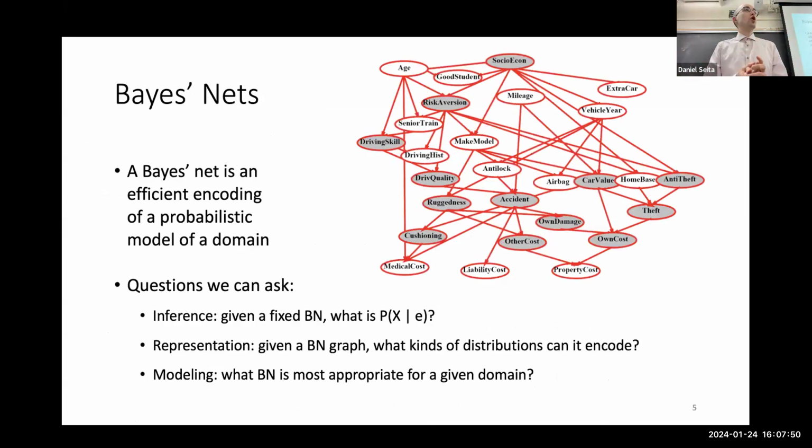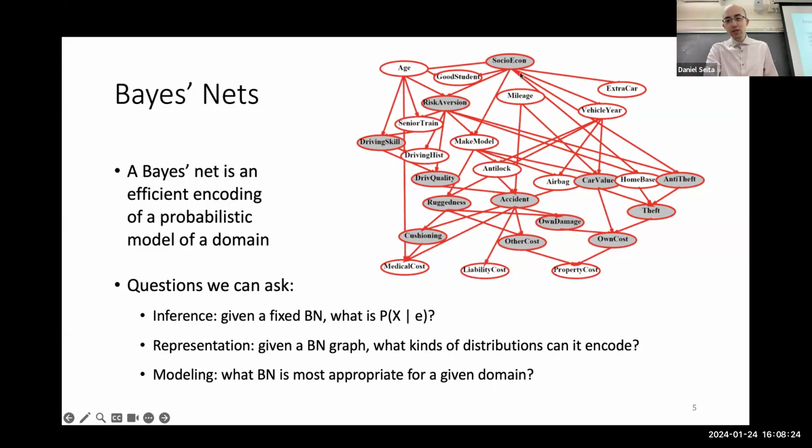And last class, we also talked about Bayes nets. So a Bayes net, that's short for a Bayesian network. Another way to call them is graphical model. So they're an efficient encoding of a probabilistic model of a domain. So we have some domain, and we're going to try to model it. So we have to make simplifying assumptions. We're going to include variables for things that we care about, and for some things, we're just going to decide that they don't belong in our Bayes net.